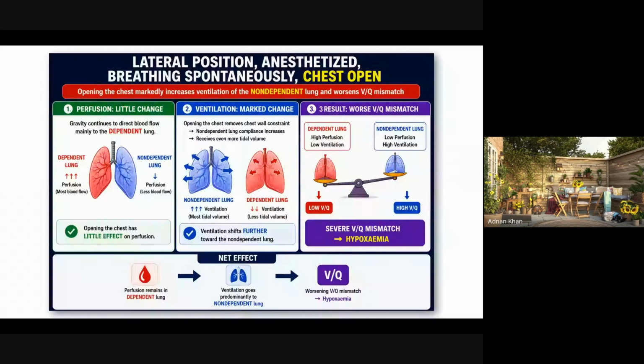Keep in mind that opening the chest does not significantly change where blood goes, but it markedly increases ventilation of the non-dependent lung because its compliance increases. Therefore, the ventilation perfusion mismatch becomes worse, as you can see in this slide.